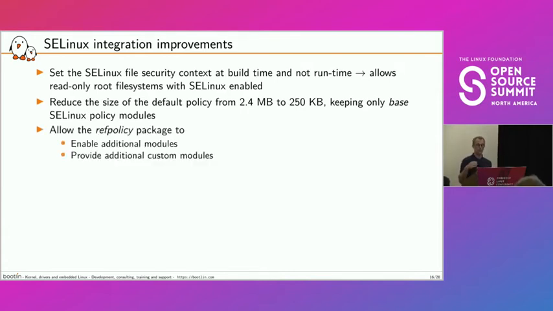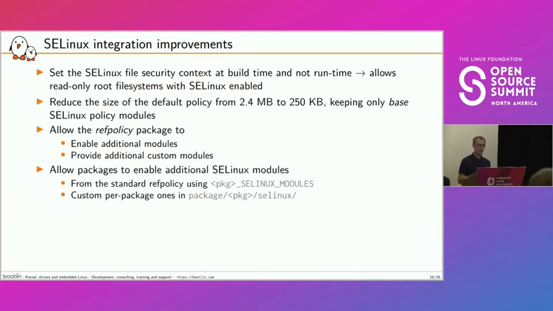Then we've allowed the refpolicy package, which is in Buildroot the package that downloads the SELinux reference policy and builds it, not exactly compiles code, but builds it into the binary format that's expected by the SELinux tools. And we've made it possible to enable additional modules, because if the default policy is now much more minimal, depending on which software packages you integrate, you will have to enable more modules to allow those extra packages to do their work without facing SELinux denials. And we've made it possible for that package to provide additional custom modules. So they are not in the reference policy, but they are modules that you have written for your own system. They can be integrated and built as part of that ref policy.